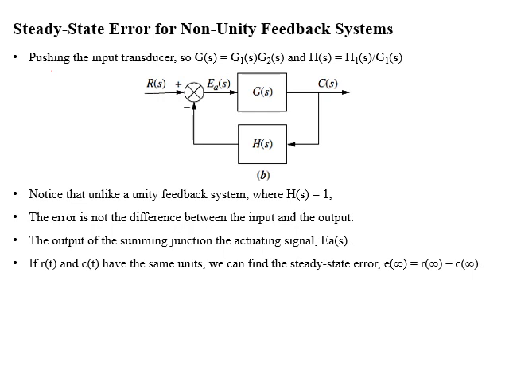For this, first we will push the input transducer G1 of s, so our forward path transfer function will be G of s equal to the product of G1 of s and G2 of s.